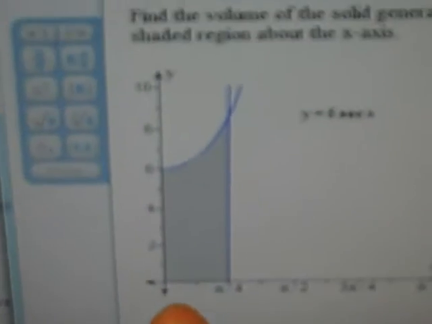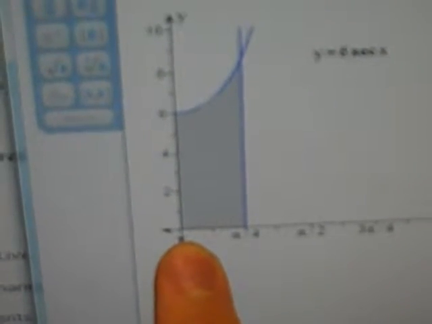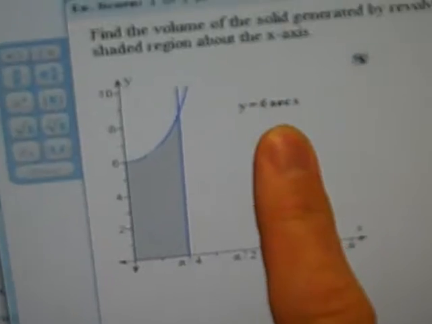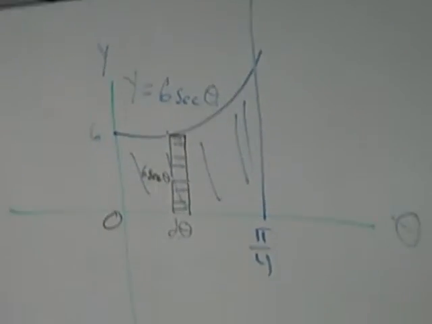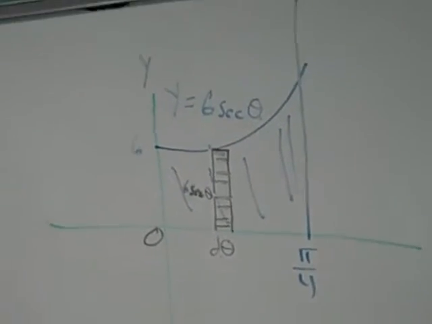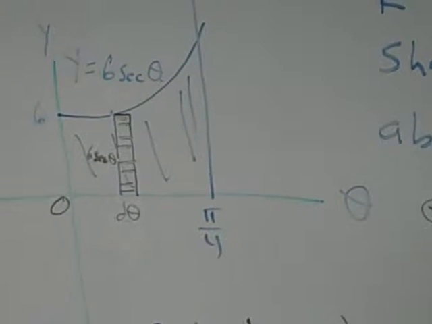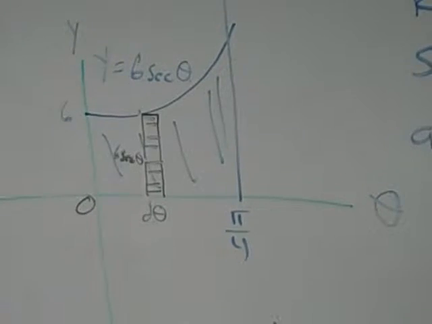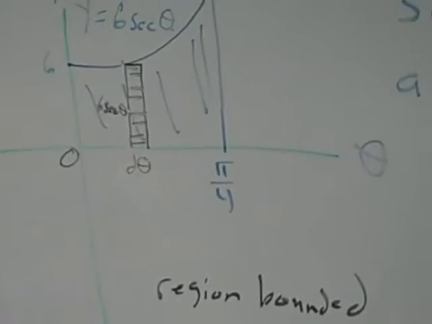I'll put this on the board where we can see it better. So x equals 0, aka the y-axis, x equals pi quarter, y equals sec theta. And instead of x, I'm going to use theta. So humor me there. Okay, so here is, my drawings are not as good as their drawings, but we can at least see it better. So there's the y-axis. Here's the theta axis. Our bounds are from theta equals 0 to theta equals pi quarters.